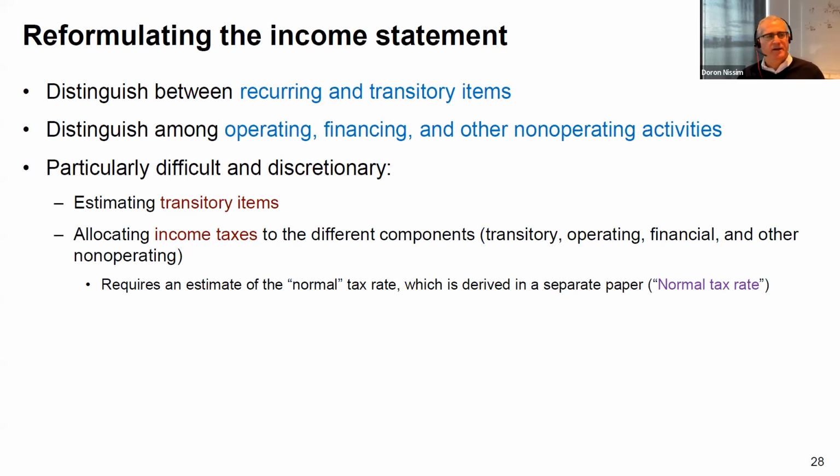Okay, and then reformulating the income statement. So here we need to distinguish between recurring and transitory items. And we need to allocate the earnings to operating, financing, and this residual bucket of other non-operating activities. The most difficult part is estimating transitory items and estimating and allocating income taxes to what is transitory, operating, financing, and other non-operating. As I mentioned earlier on, this requires that you have an estimate for what would be a normal tax rate so that you can measure the transitory component of the income tax expense.